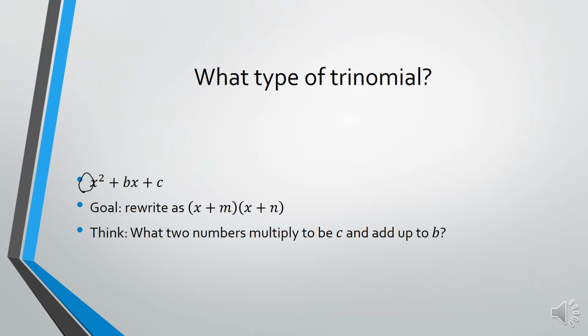Our goal is going to be to rewrite this as x plus a number times x plus another number. And of course, those numbers could be negative, so it could look like x minus and x minus or any combination of those. What I'm going to be thinking throughout this is what two numbers multiply to be c and add up to be b. So that's how we're going to figure out these two numbers.